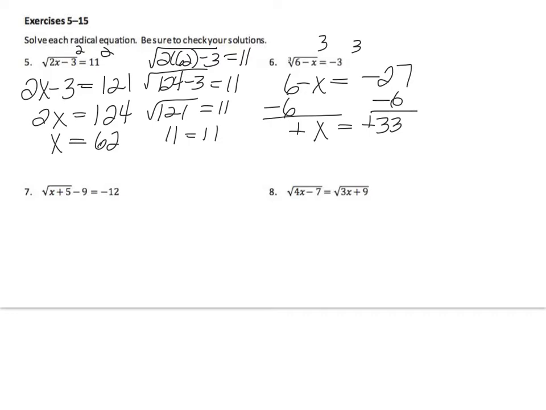Let's go ahead and check it. Cubed root of 6 minus 33 equals negative 3. 6 minus 33 is negative 27. The cubed root of negative 27 is in fact negative 3, and it works. All right, I'm going to push pause. Go ahead and try 7 and 8 on your own.